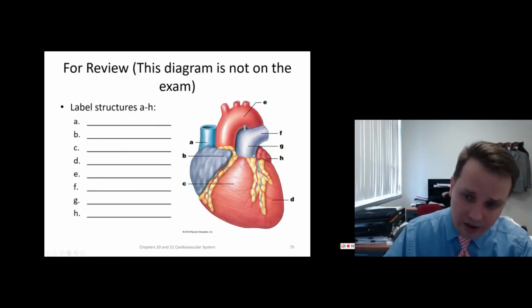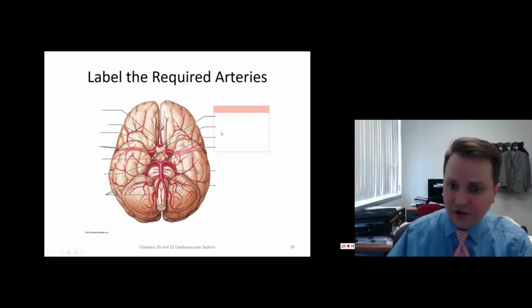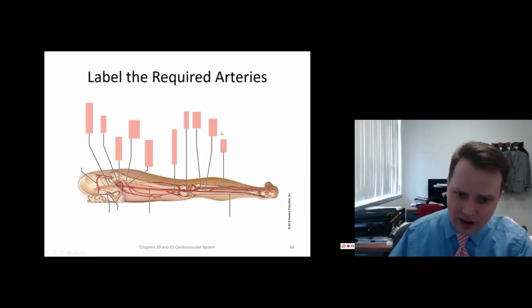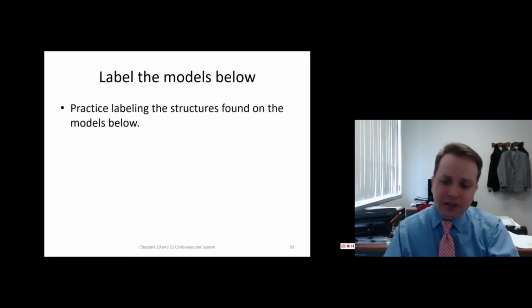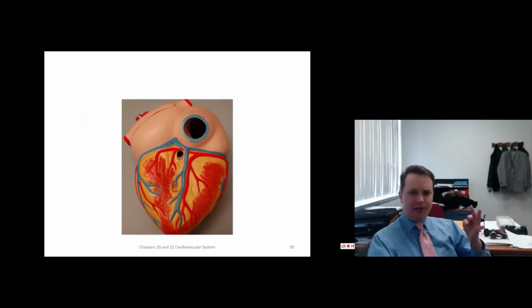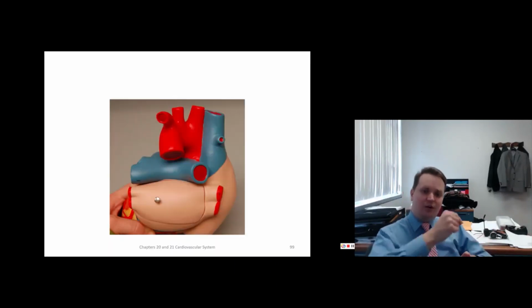This is not on the exam here. This is not on the exam. The rest of them are. Pretty much every diagram will be on the test. Every diagram is on the test here. Every one of those, okay? Now, it is the heart models that will be on the test. Also take these and put these in sheet protectors, practice labeling them.